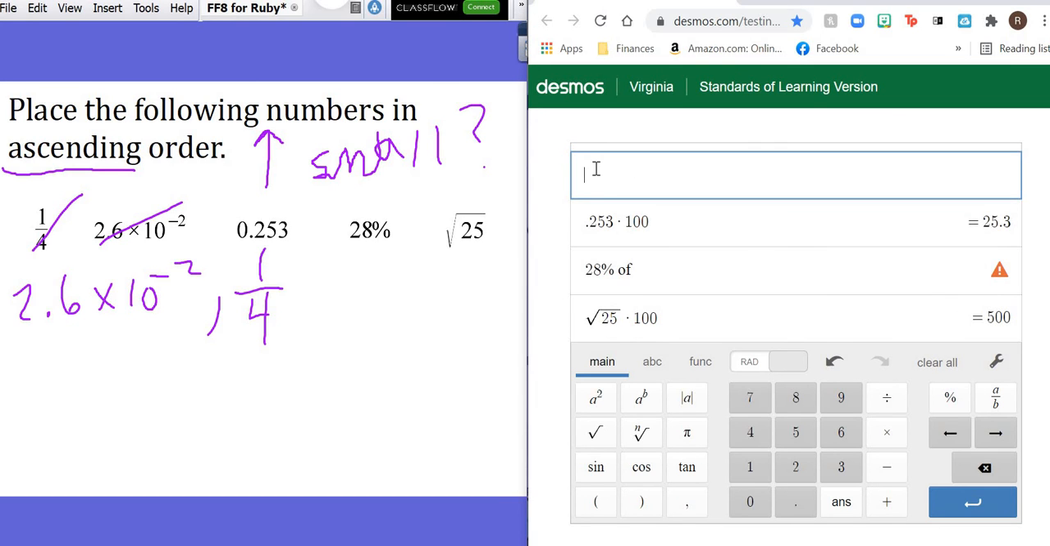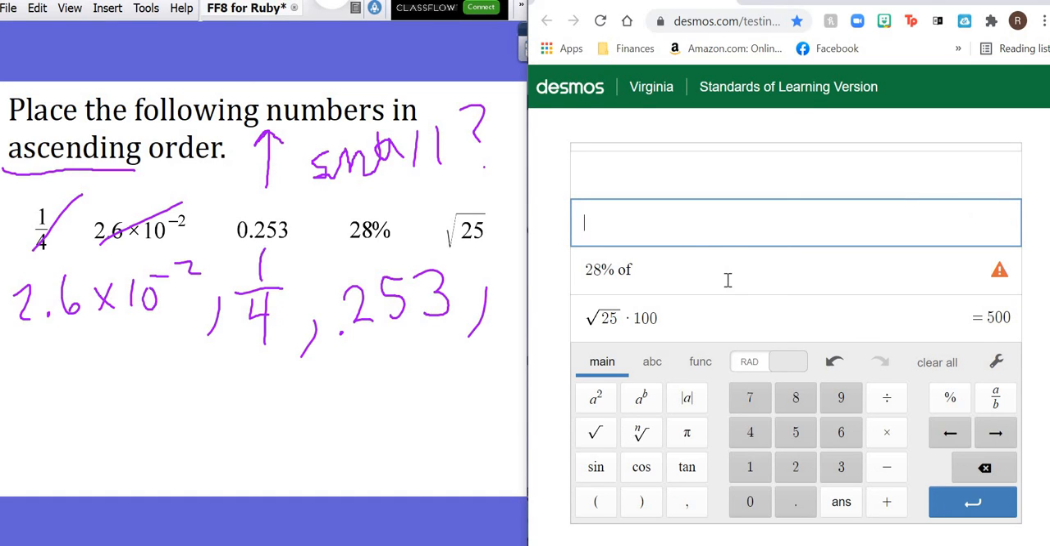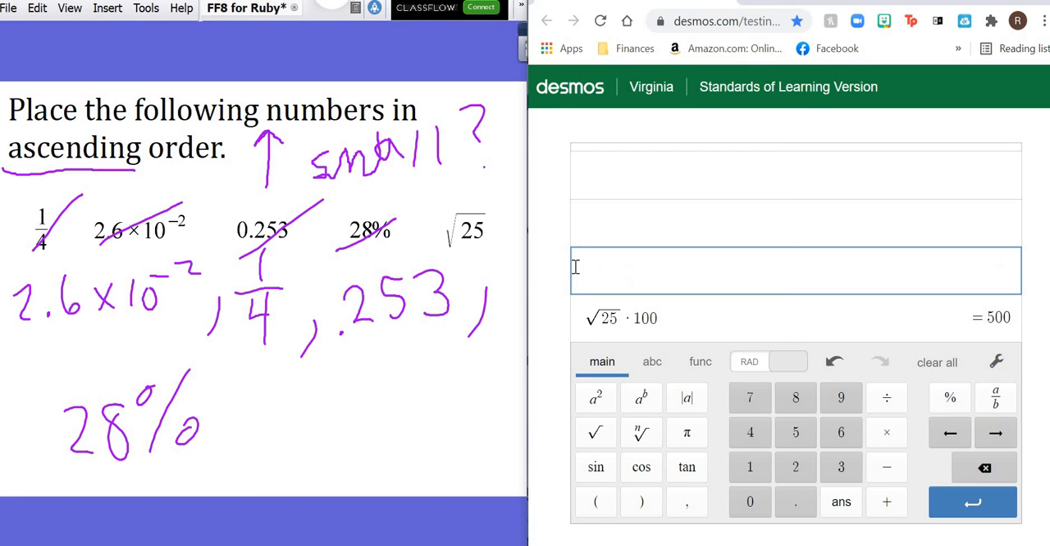So now we can ask again, what is the smallest number? 25.3%, 28%, or 500%? It's 25.3. So we're going to do 0.253, and then we're going to highlight it, delete it, and ask ourselves again, what is the smallest number? Is it 500% or 28%? Definitely the 28%, so I'm going to write it here. Mark that out. Oops, I forgot to mark this one out. And I will delete it. And what is the smallest one? The smallest one left is that 500, so that's the square root of 25.